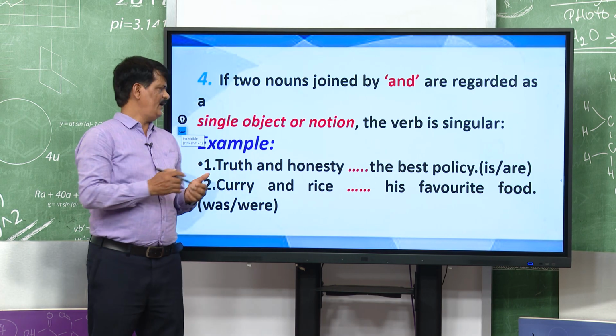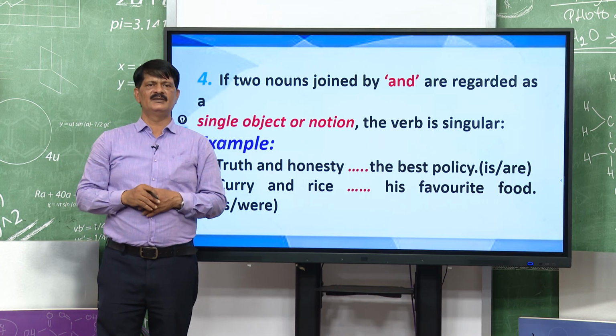You see, if two nouns joined by "and" are regarded as a single object or notion, the verb is singular. As you generally know, when two nouns join, definitely it is plural. But not all the time. When two nouns joined together make a single object or notion, meaning idea, then it will be our what?